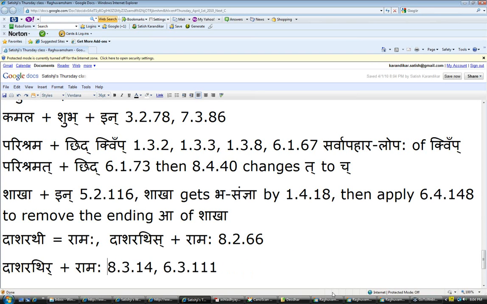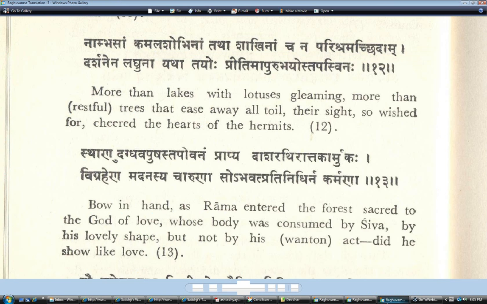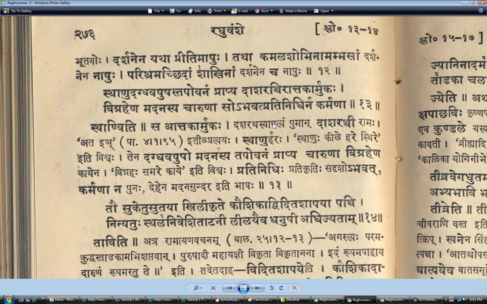Okay, so let's go back to the commentary. Let's see what he says. Dasharathi is Ramaha. And then he gives one more thing. Let's do the Padanvaya first. Dasharathi Ramaha. Then Sthanuhu Dagdha Vapushaha.